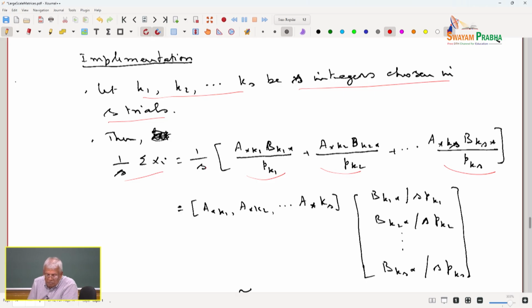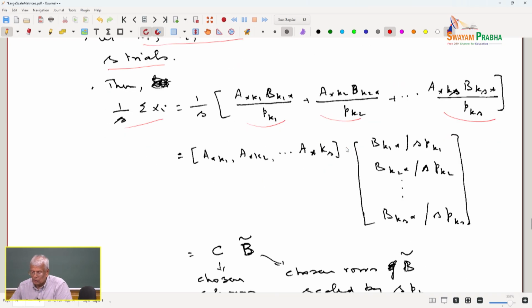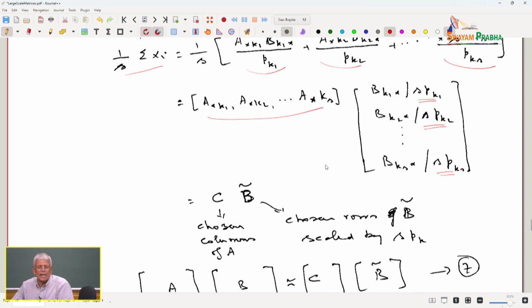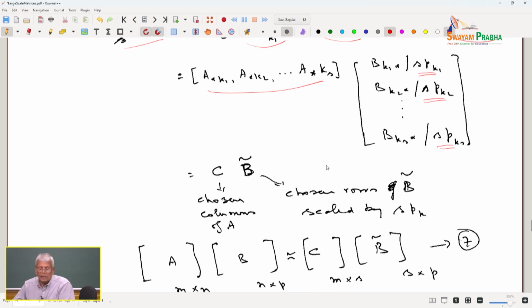Now I can bring S to the denominator and divide the rows by this. So I am going to scale the rows by S times pk1, pk2, pks. These are the S columns: column k1, column k2, column ks, S columns of the matrix A. These are the corresponding rows of B.